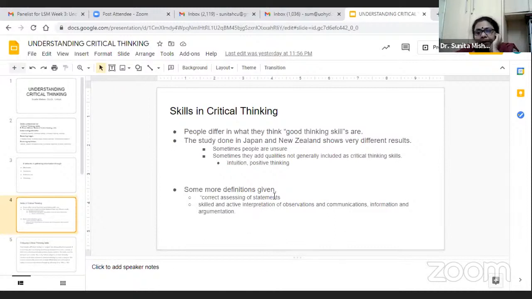Now, the problem comes when we say the critical thinking skill is a correct assessing of situations or statements. But what is correct assessing? There cannot be one given correct assessing. It is not a multiple choice question where you tick one and you say, yes, this is the correct assessment. And this is what critical thinking says, because that exactly is the problem.